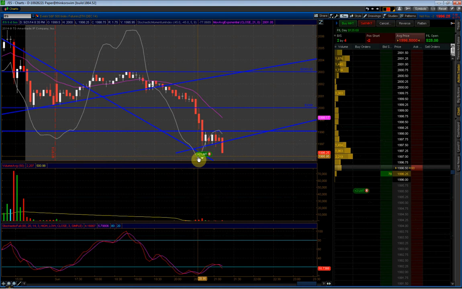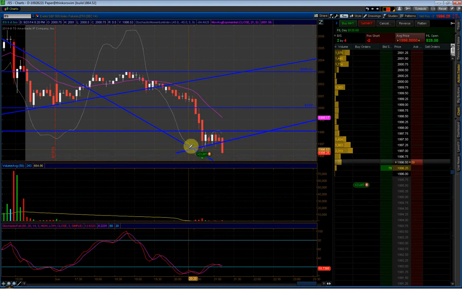Now the interesting thing here is the low that we just created is at 1996. So we need to go 2 ticks beyond the low, the previous low here on this big red candle. So basically we need one more leg down on a breakdown. So let's see what happens.